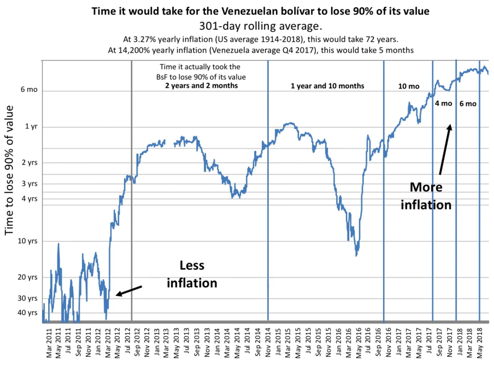Venezuela. Venezuela's hyperinflation began in November 2016.